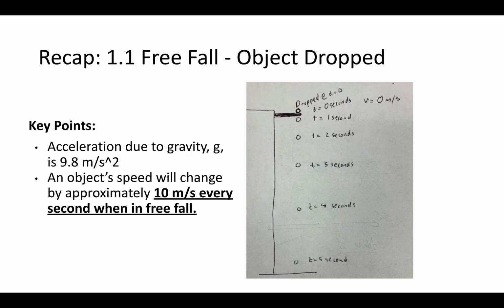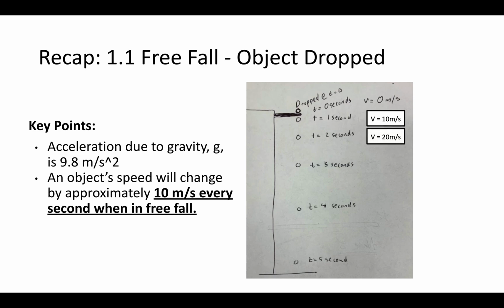Okay, and so the example we talked about in class was we dropped an object. The instant that I let go of that object, or you let go of that object, it's at a speed of 0 meters per second. It hasn't had time to pick up speed. 1 second later, the acceleration due to gravity is going to cause that object to be at 10 meters per second, because our acceleration due to gravity is approximately 10 meters per second every second.